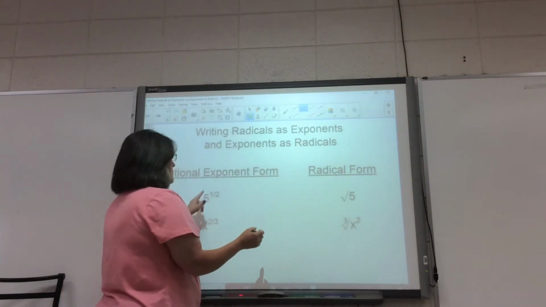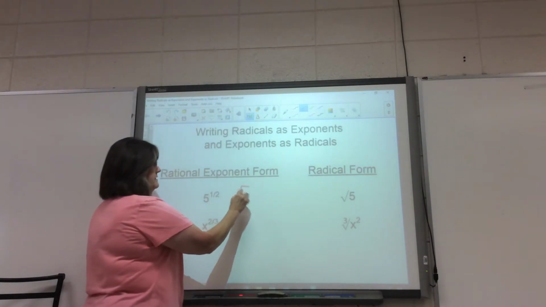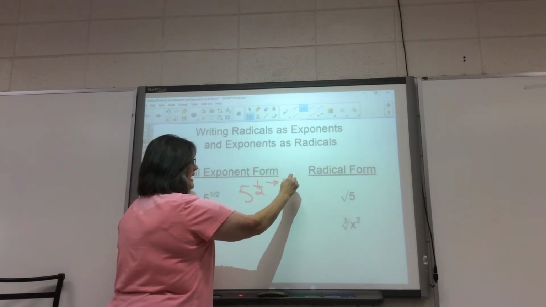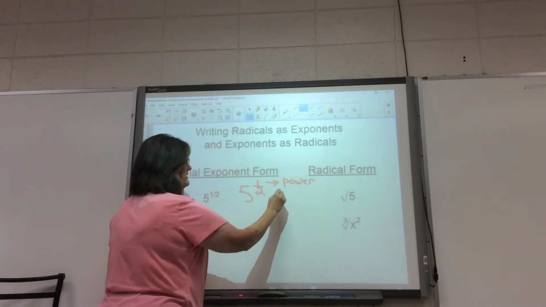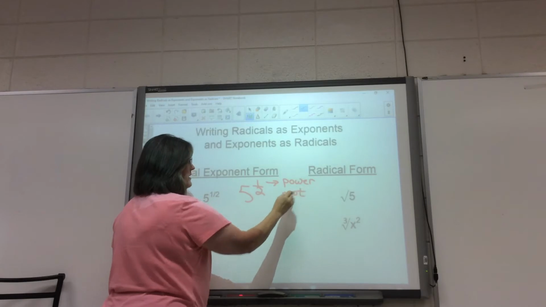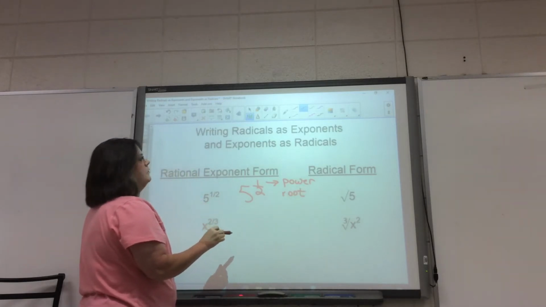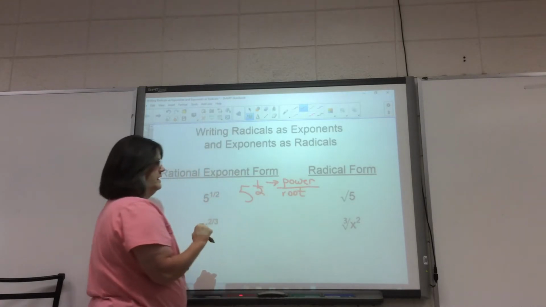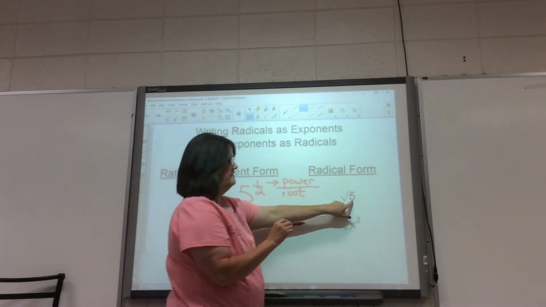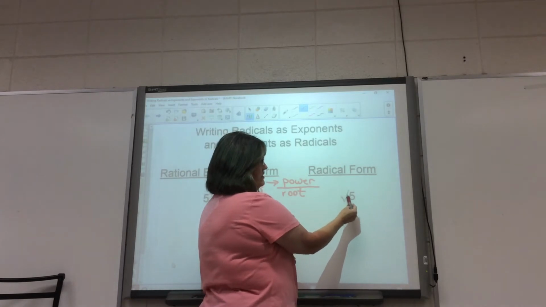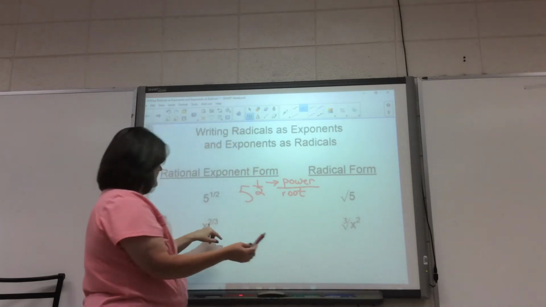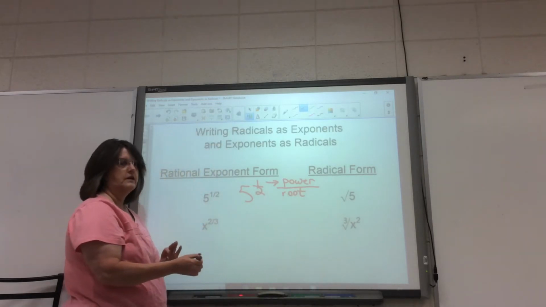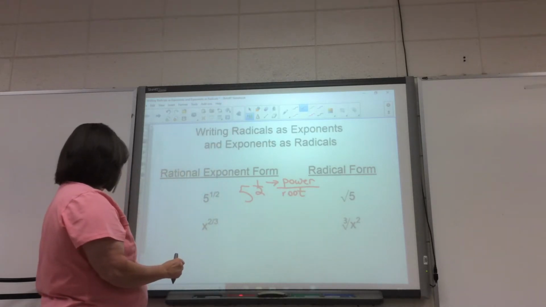So when you are looking at these and you see 5 to the 1/2 power, that 1 is the power and this 2 is the root. The denominator is the root when we're looking at a rational exponent. So it's power over root. That's how I know what to do. This is 5 to the 1st power, and it's the square root. This is x to the 2nd power, and I take the cube root of it. So it's power over root.